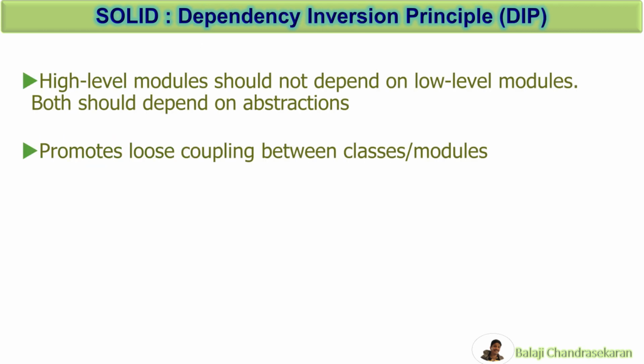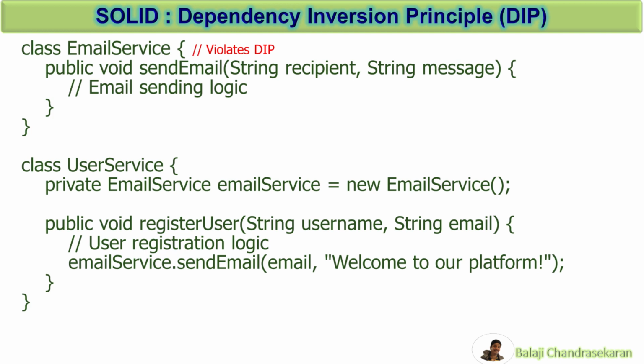The dependency inversion principle suggests that high-level modules should not depend on low-level modules. Both should depend on abstractions. This principle promotes loose coupling between classes or modules and makes the code more flexible and maintainable. Let us consider a Java class that violates the dependency inversion principle. In this example, the UserService class directly depends on the EmailService class, making it hard to replace or test UserService independently.